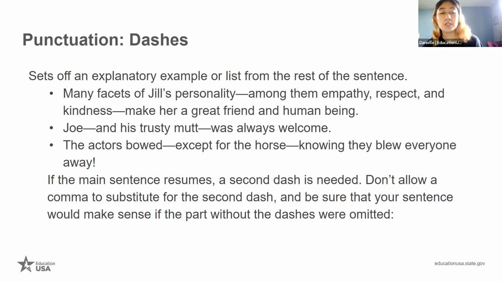And you also need to make sure that your sentence would make sense if the part without the dashes was omitted. So let's see, guys, do they make sense? Many facets of Jill's personality make her a great friend and human being. Boom, makes sense. Joe was always welcome. I mean, this one obviously makes sense, but the mutt adds some context to it. The actors bowed, knowing they blew everyone away. The horse part adds a necessary detail, I feel like, but they all make sense. They all still sound like normal sentences.